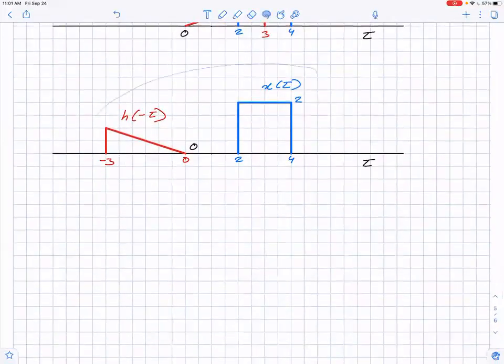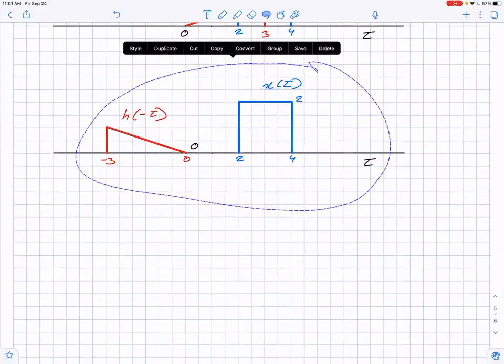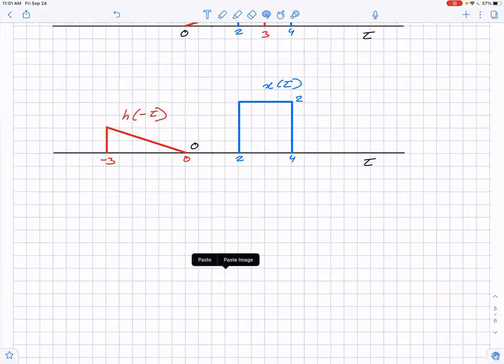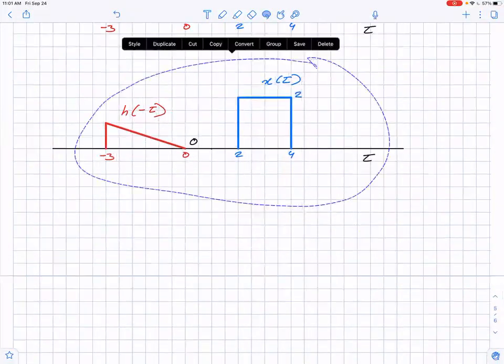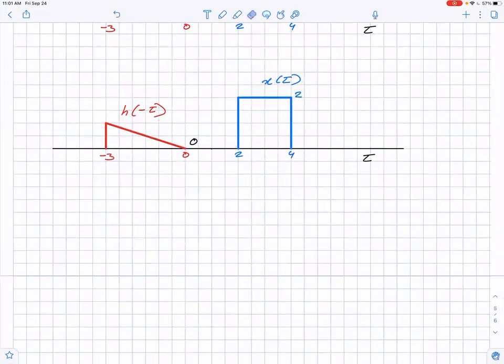So let's draw another figure or copy this to show how the two functions interact as we apply a shift of t to h of minus tau. And we need to consider all shifts, all values of t. T represents the shift, and t could be from -infinity to +infinity. So we need to consider all values of t.